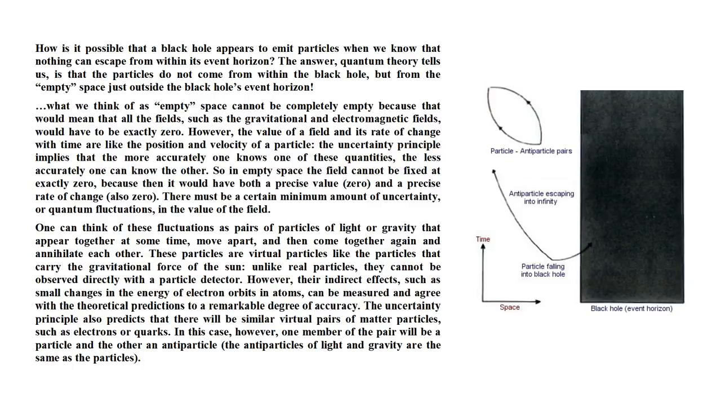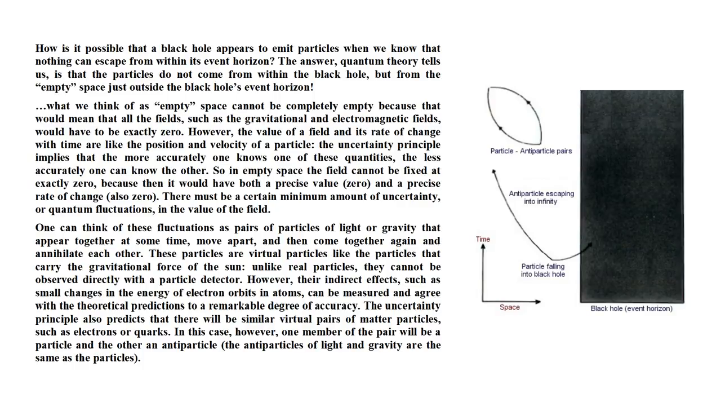And he says, the answer, quantum theory tells us, is that the particles do not come from within the black hole, but from the empty space, empty with quotations, just outside the black hole event horizon. Okay, so you have the black hole, which is, I guess, the whole thing. You have the singularity at the center. Maybe you have a black ball. Sometimes you don't. You just have the singularity. And you have this region of influence known as the event horizon. Okay, and what they're saying is that this effect that he's going to describe does not occur within the black hole. It occurs just immediately outside the event horizon. Okay, particles that are in space which is, under quotations, empty, but never really empty.